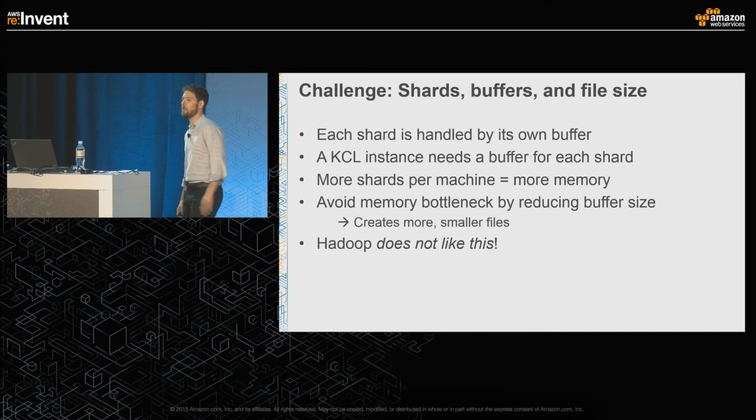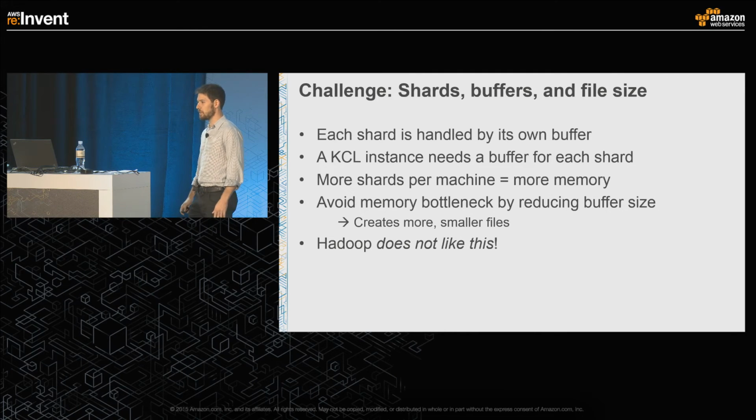So we quickly found out that those buffers in a Kinesis connector library application, there's a single buffer for every single shard, not for each instance of your application. So if you're running 35 shards on 5 machines, that means 35 buffers, not 5 buffers. And that could create a bit of a problem.